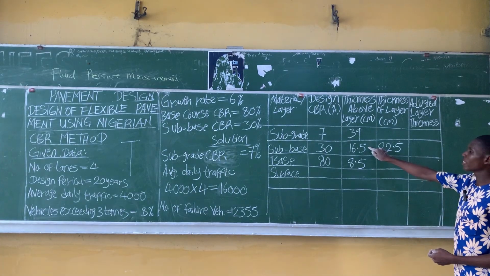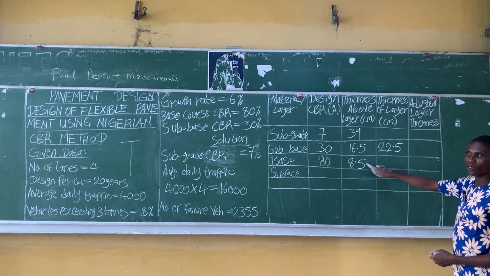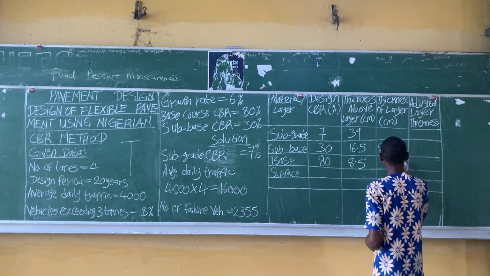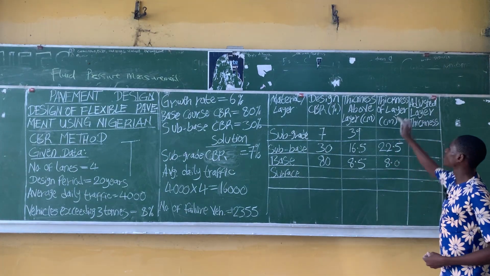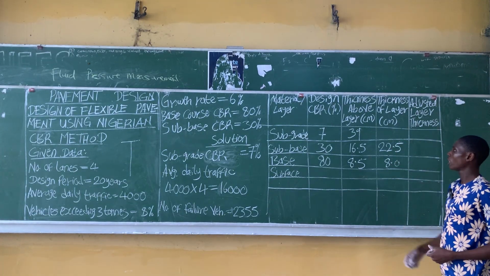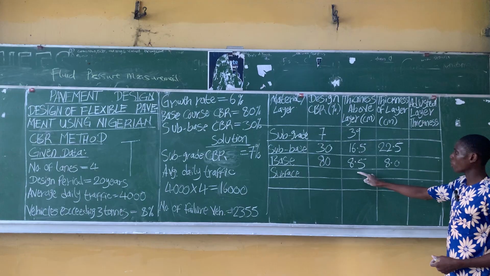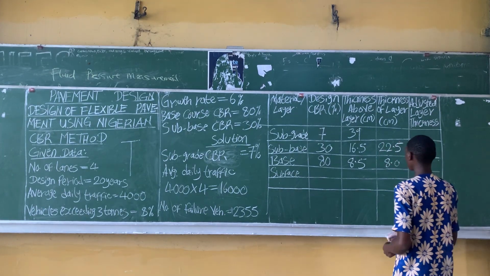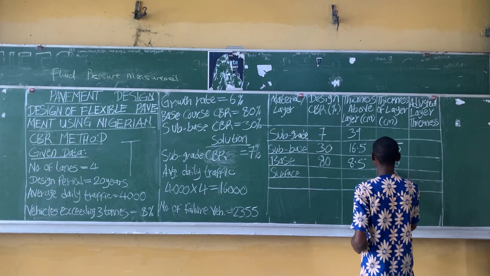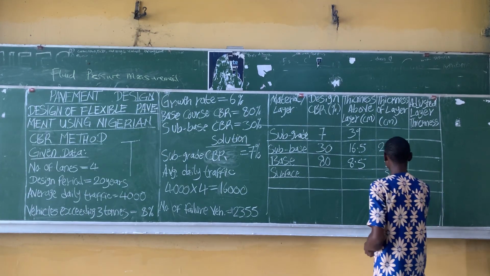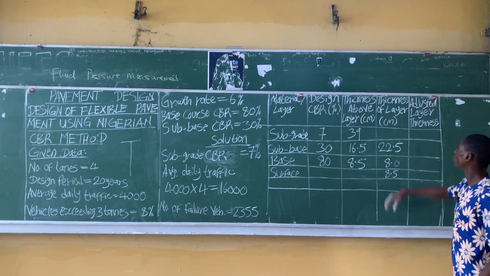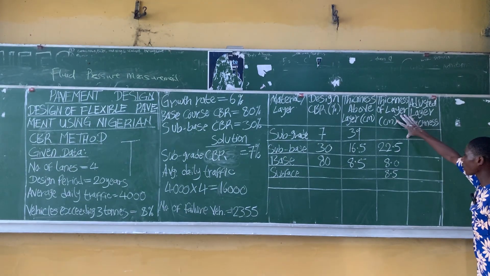How do we get the thickness of our base course? It's simply 16.5 minus 8.5, and that's going to give us 8.0. How do we get the thickness of our surface course? It's simply 8.5 minus 0. So the thickness of our surface course is 8.5 centimeters.